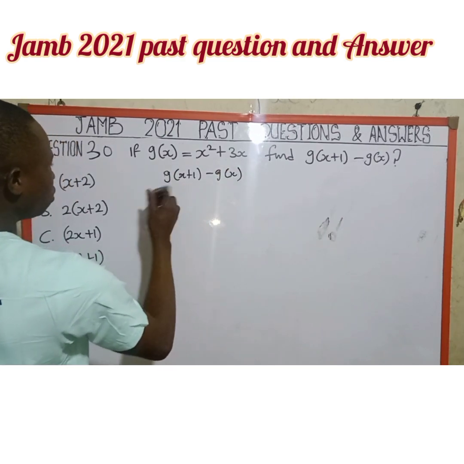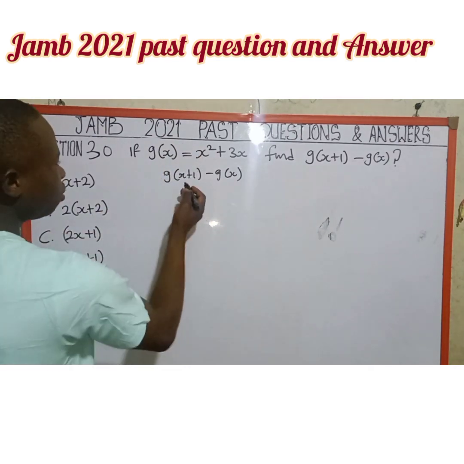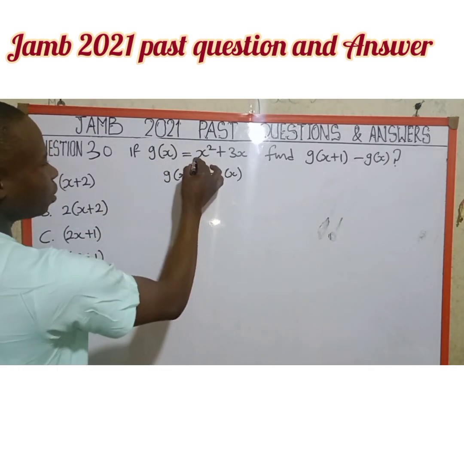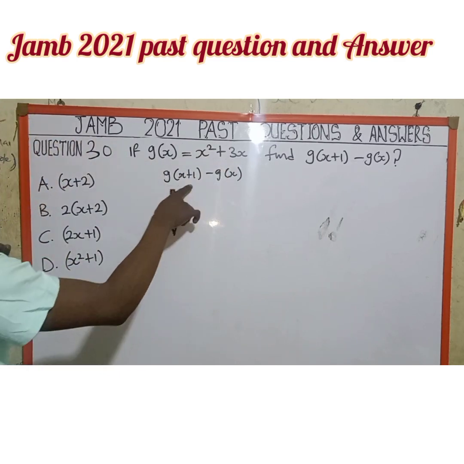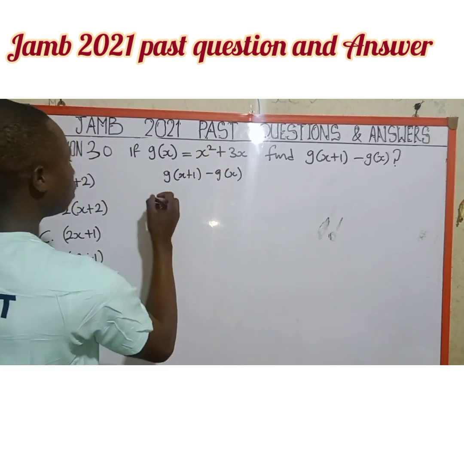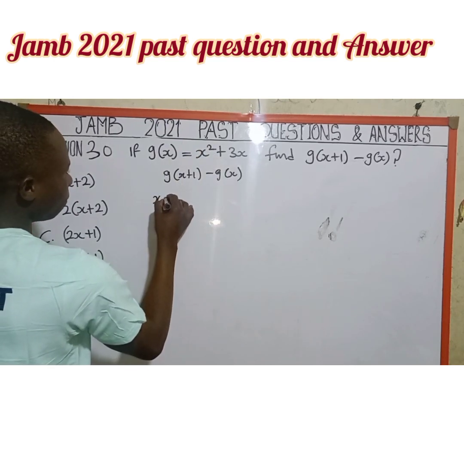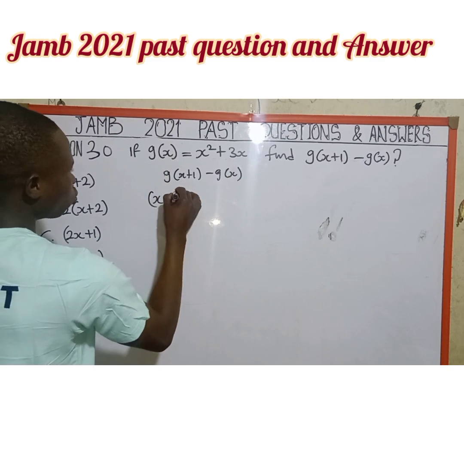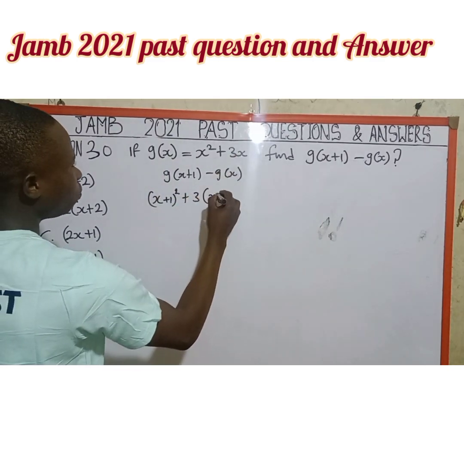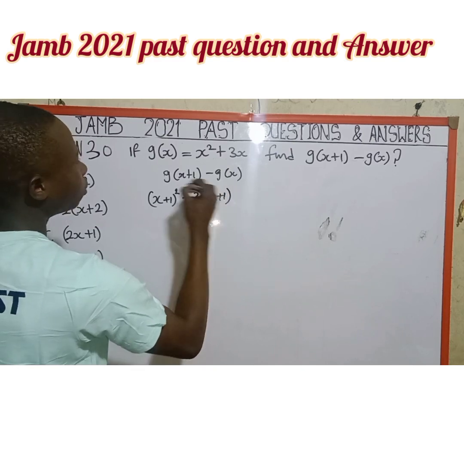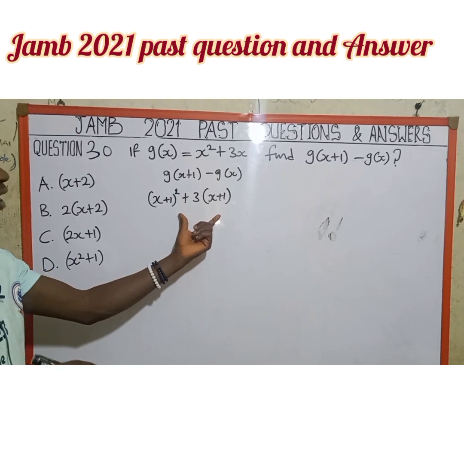So let us get our g of s plus 1, and we have g of s already from the question. For g of s plus 1, anywhere we see s in g of s, we are going to add 1. So this s squared is going to be s plus 1 all squared, then plus 3, then we add 1 to this s, it will be s plus 1. So this is my g of s plus 1. Let us simplify it.